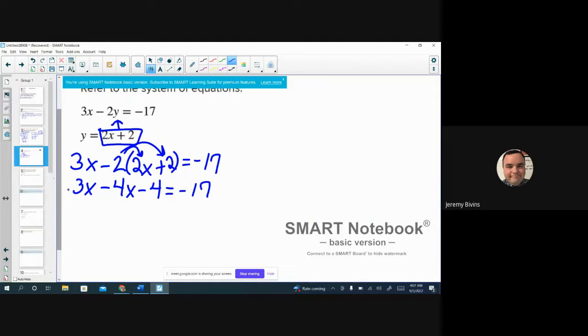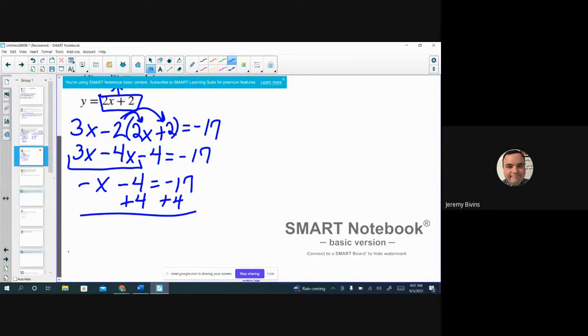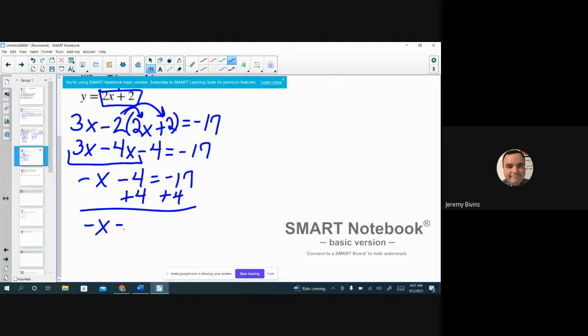Now we're just going to solve by getting these common terms together first. 3x minus 4x is -x. Bring down the -4 equals -17. Add 4 to both sides since it's furthest away from the variable. -x equals -13. If you divide by the -1, that's now the coefficient of x, we'll get our positive coefficient of x that we want, and it's going to be a 13 for x. Put a box around it.